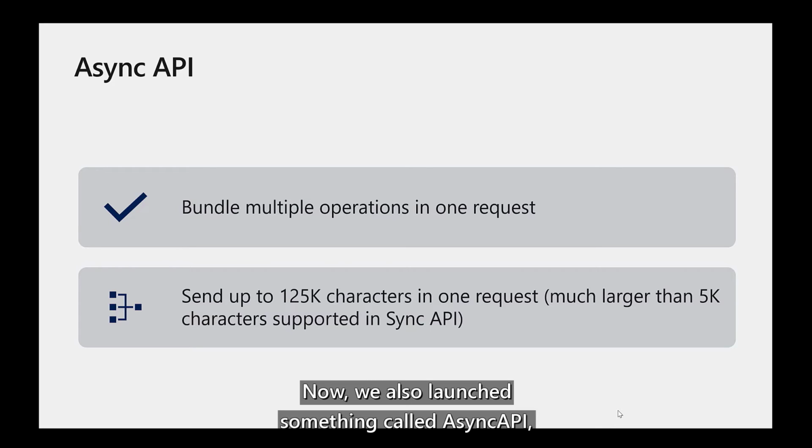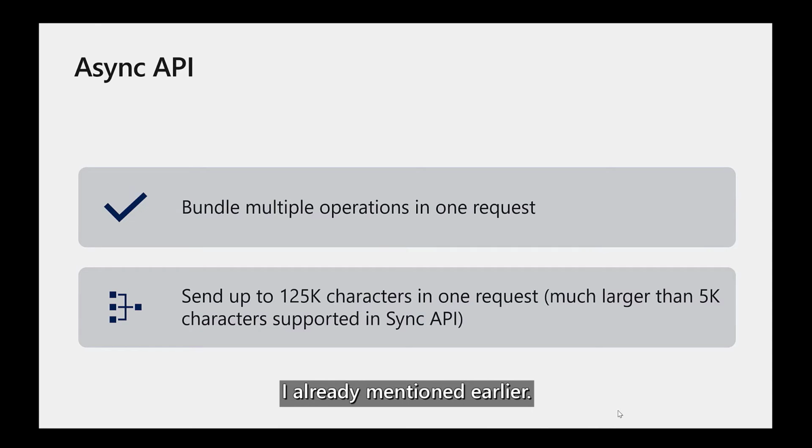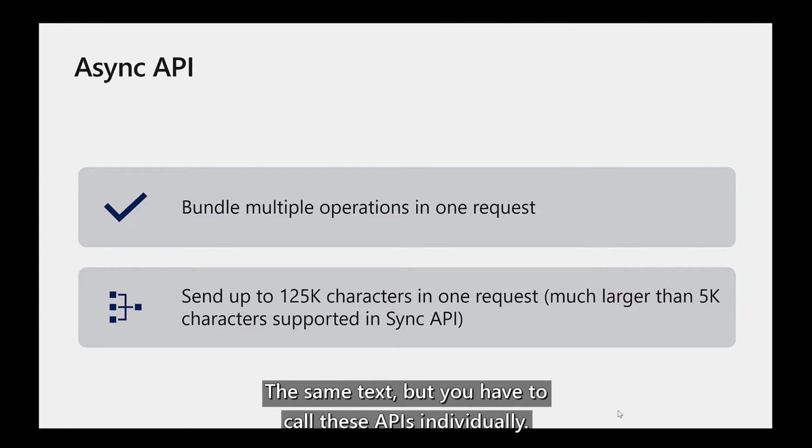Now we also launched something called async API. I already mentioned the 125,000 characters earlier. And the other benefit is you can now bundle multiple operations in one request, right? In the synchronous API, the sync API, if you are calling sentiment analysis and key phrase extraction and then language detection, you have to send three separate requests, right? So the same text, but you have to call these APIs individually. And sometimes developers actually want to combine these.